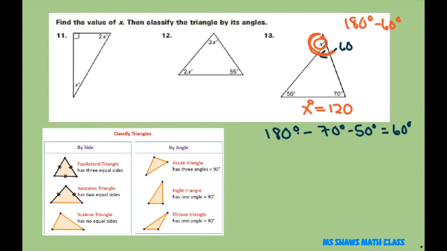Or you can do that. All right. But according to the classification, all the angles are smaller than 90 degrees. So this is an acute triangle. And that's it.